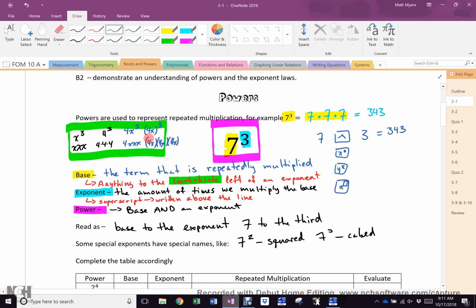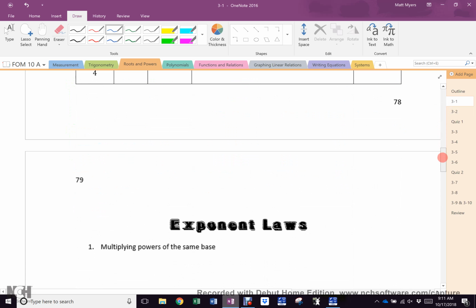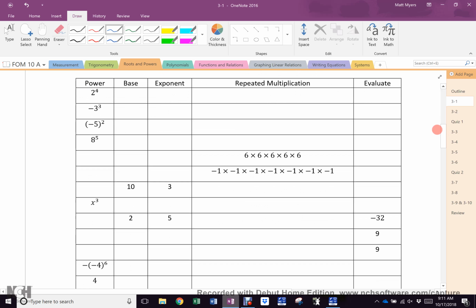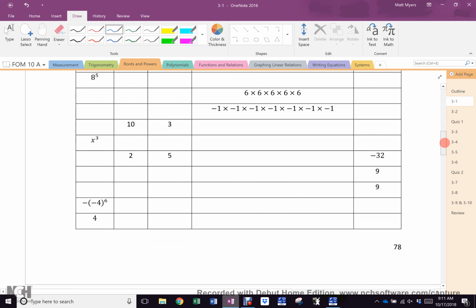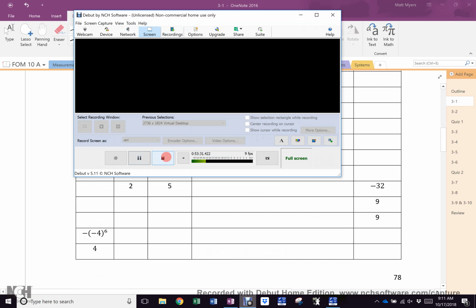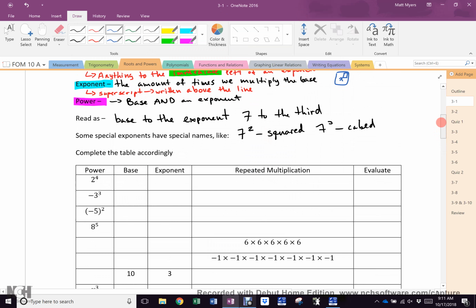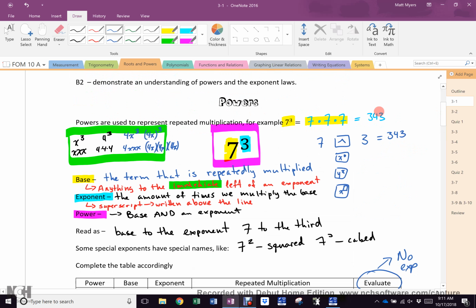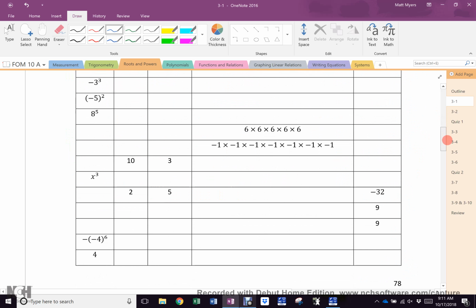Everybody's good? All right, your job for the next 5 minutes and your homework for the night is to study trig and fill in this table. That's it. You got a test tomorrow. And you've only got like 5 minutes left in class. And you can use a calculator to do this section. Evaluate means no exponents. So up here, this is the evaluation. Everybody cool? And that's your homework.